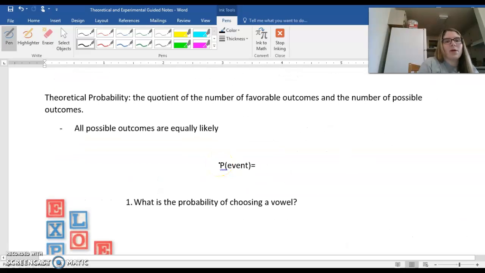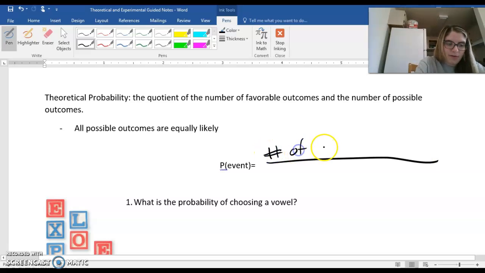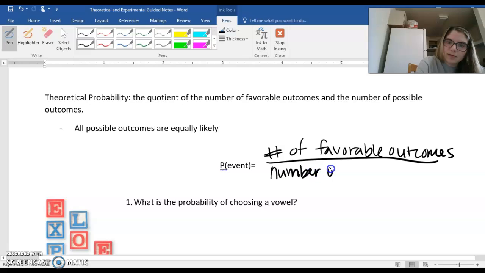All right, so theoretical probability is the quotient of the number of favorable outcomes and the number of possible outcomes, where all the possible outcomes are equally likely. The way you're going to set it up this time is the number of favorable outcomes over the number of possible outcomes.